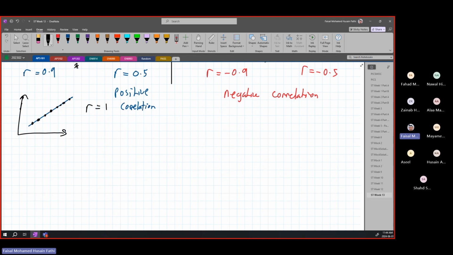And if you want to look at the perfect negative one, it's the same exact idea, but we have a downward slope. The points are all going to be exactly on the line, not a single point will be off the line. All the points have to be on the line. Here you have R equal to -1.